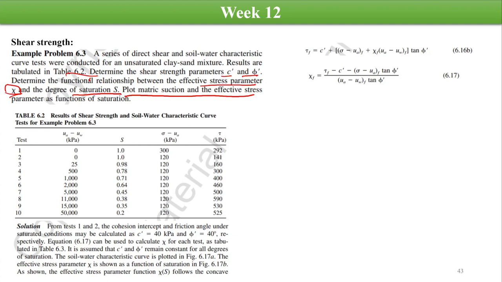So let's understand what we have here. We have the ua minus uw value, the degree of saturation value, the sigma minus ua value, and the value of tau, the shear strength. Then we need to calculate the value of c dash and phi dash for this unsaturated clay sand mixture. If you note, two tests were performed at a matric suction value of 0.